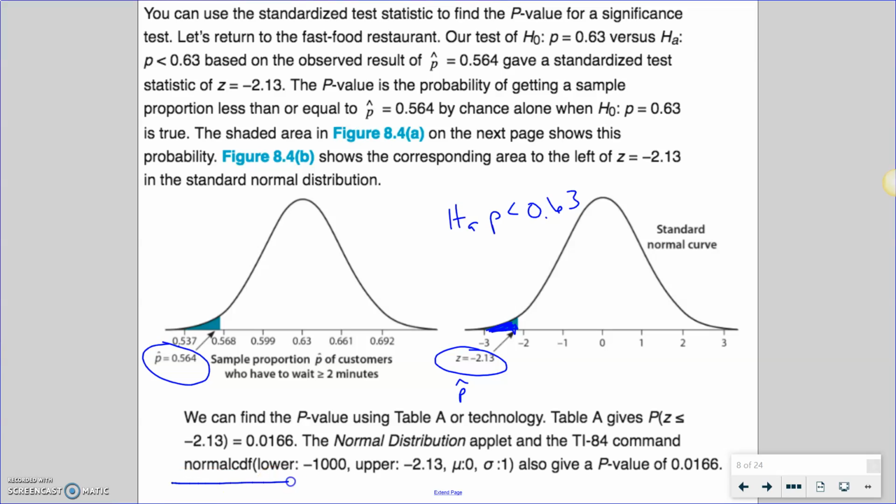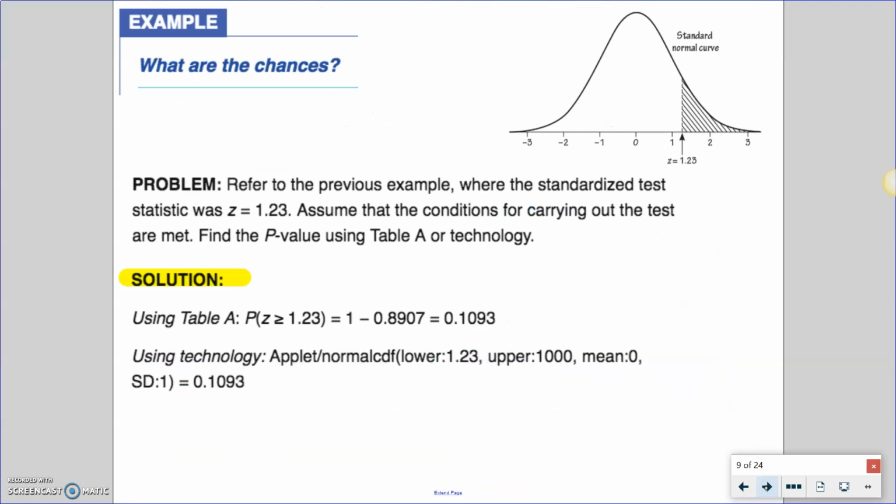My recommendation, use normal CDF, okay? Type in -1000, comma, -2.13, comma, the mean, which is 0, comma, the standard deviation, which is 1, okay? You can technically do that over here as well without changing it to a z-score, but the reason I want you to change it to a z-score is some of you like using the table better, and this way you can use the table as well. But also when I teach you significance tests for means, that's going to come into play. So I don't want you to skip too many steps and then have that catch up to you later, okay?